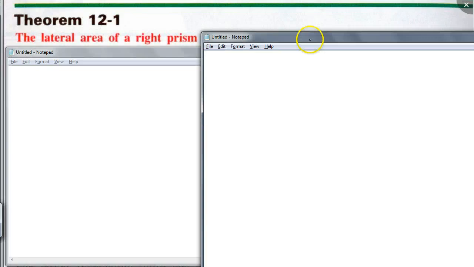It turns out, to find the lateral area of a right prism, it's really easy. If it's not a right prism, you might have to do some work. But if it's a right prism, finding the lateral area is really straightforward. What would you do if I gave you a right prism? How would you find the lateral area? Go ahead, discuss with your group. What do you think? How would you find the lateral area of a right prism?